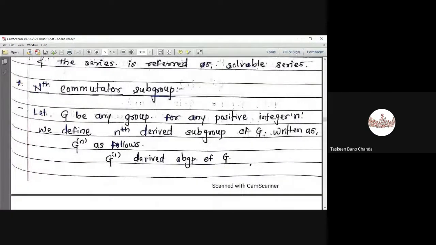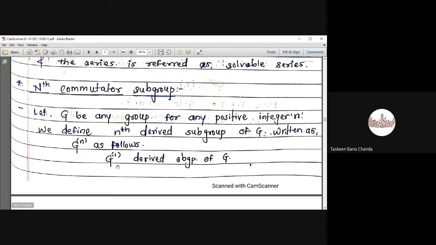The nth commutator subgroup. This is one more important point. Let G be any group, for any positive integer n. We define the nth derived subgroup of G, written as G raised to n, as follows. So G dash or G1 is the derived subgroup of G. We know that G1 or G dash is the derived subgroup of G.